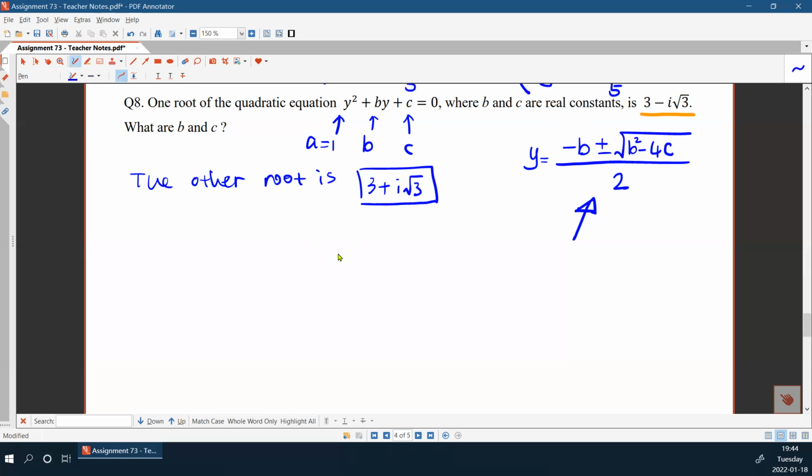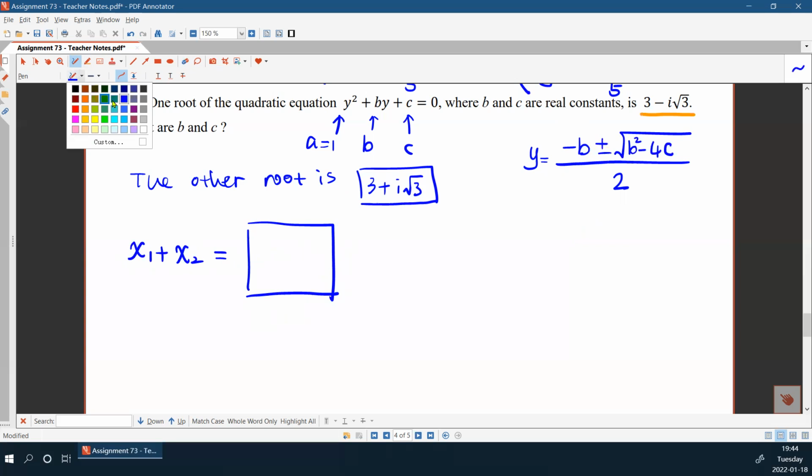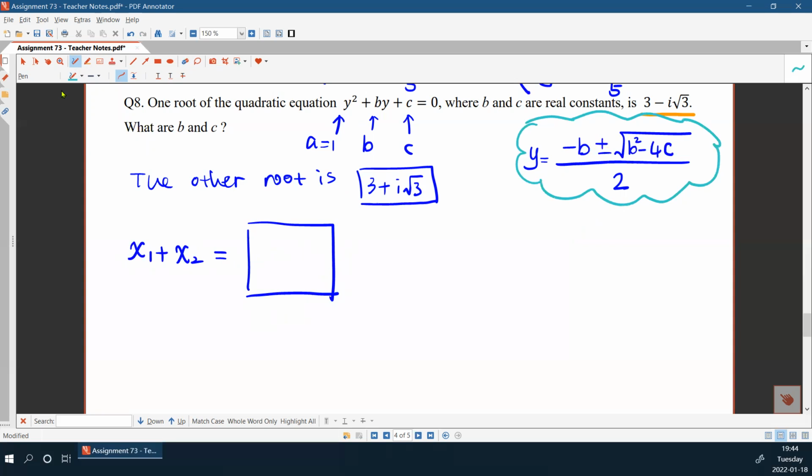And again, we can use the important statements in the quadratic formula. First of all, the sum of the two roots is, tell me, what should I put here? Negative b over a, right? Oh, yeah. Okay, so let's put all the values in.